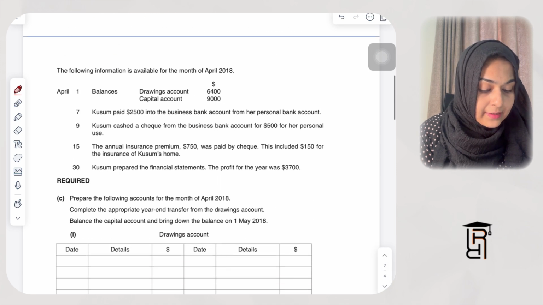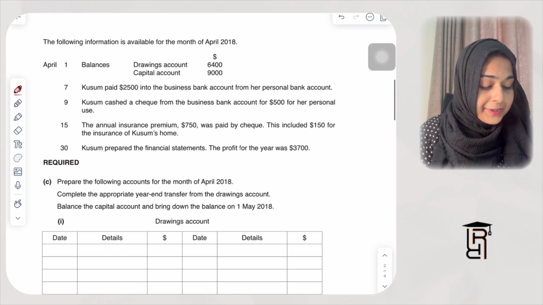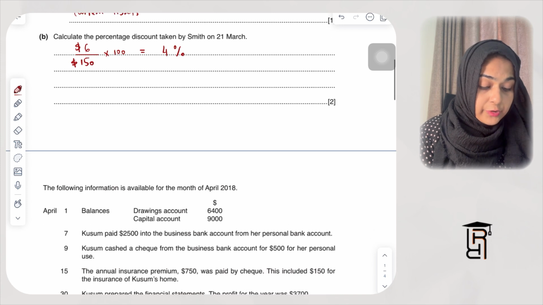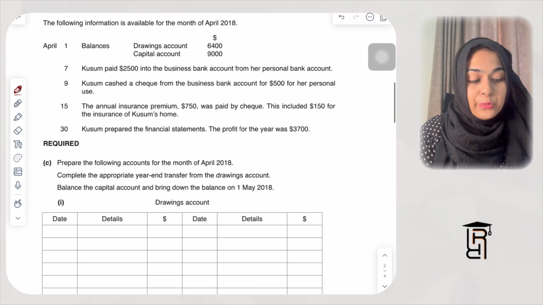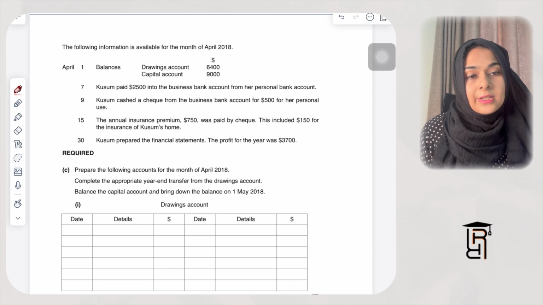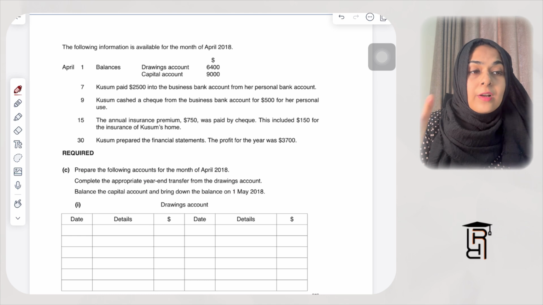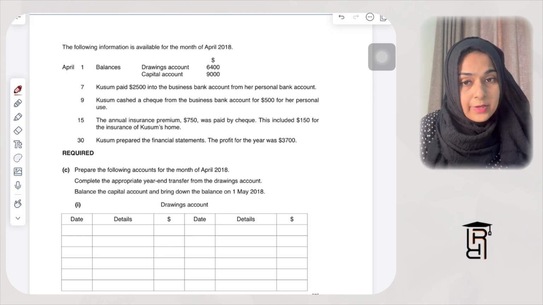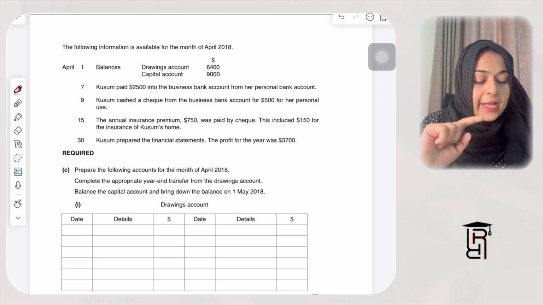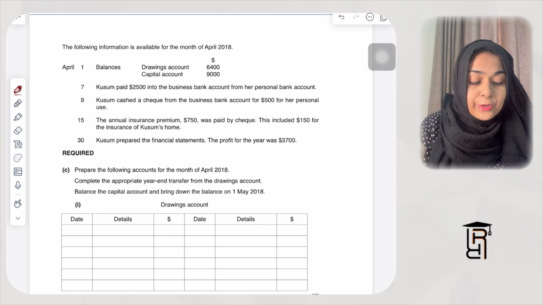Okay, the next part is basically interesting, because in part C we are going to prepare a drawings account, and this is something which is new, because if you look at the recent past papers, you will not see the drawings account in one of them. But the drawings account is obviously part of the syllabus. And it is interesting because we also need to transfer drawings into capital.